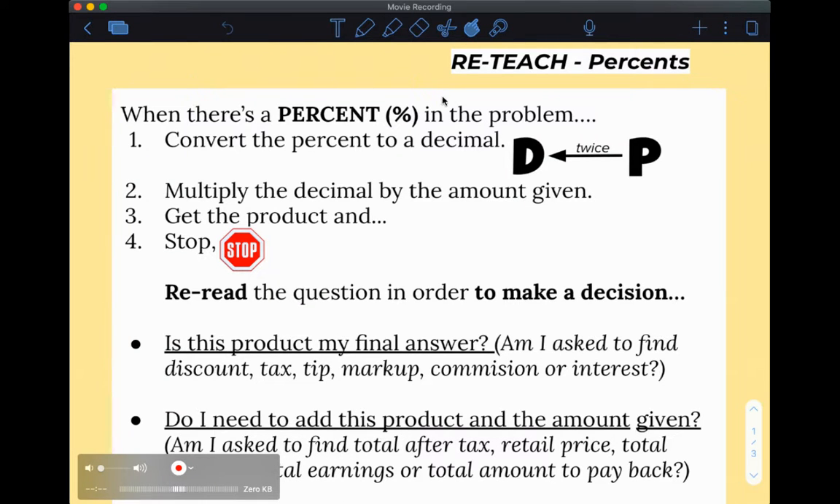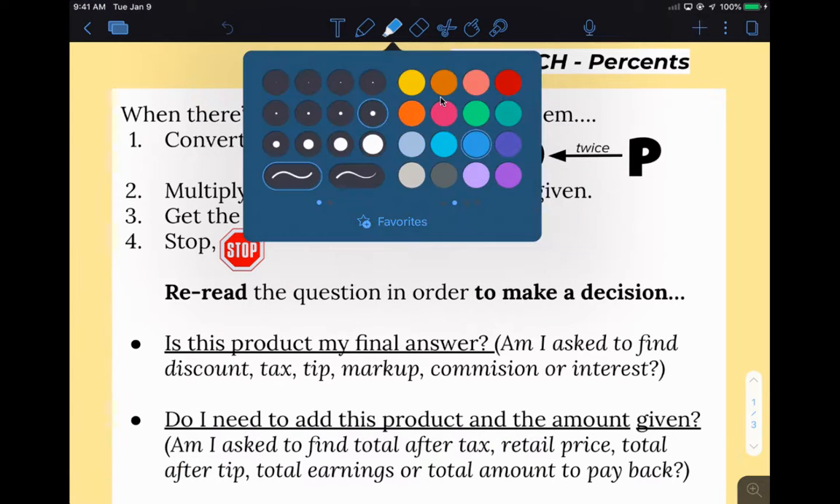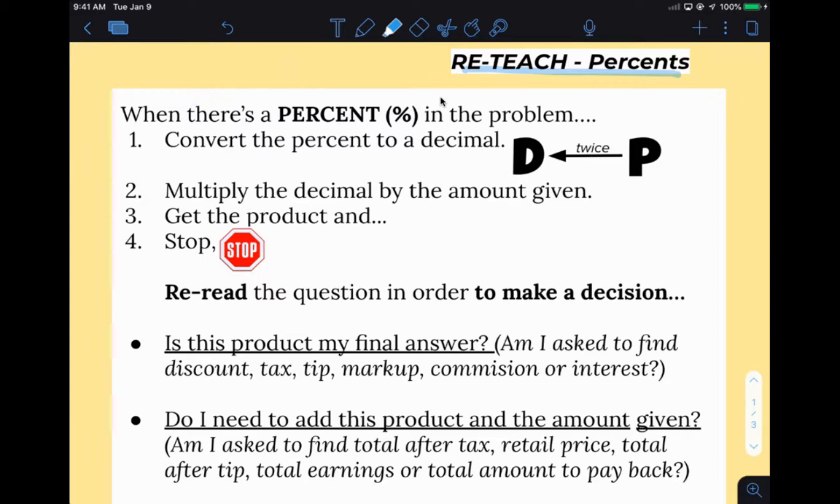Munoz here. Today, we're going to go over reteaching the lesson of percents. This is like an intensive course on our lesson of percents, and how to solve problems that involve percents. So when there is a percent in the problem, this is what we need to do.